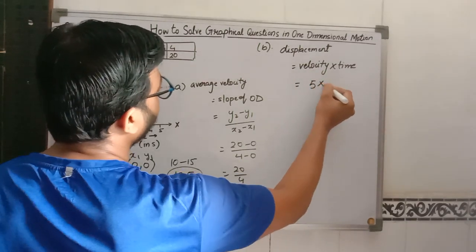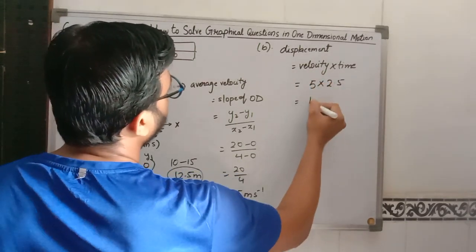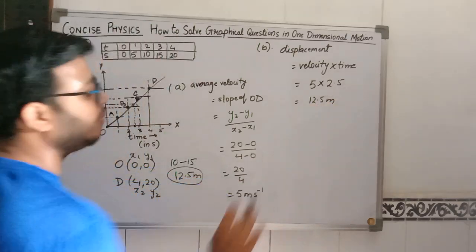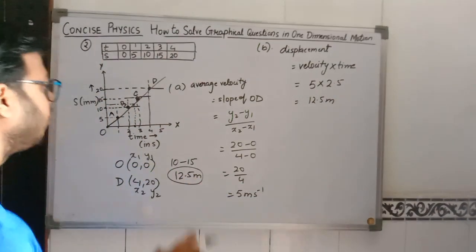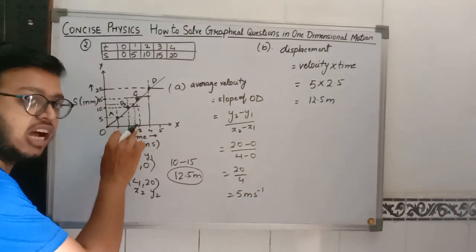Velocity is 5, time is 2.5. So the answer will be 12.5 meters. So both methods you have. You can find it with the help of the graph also.